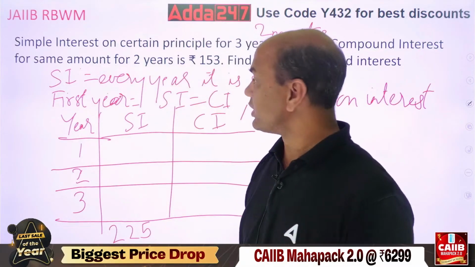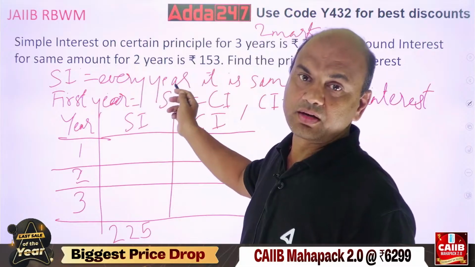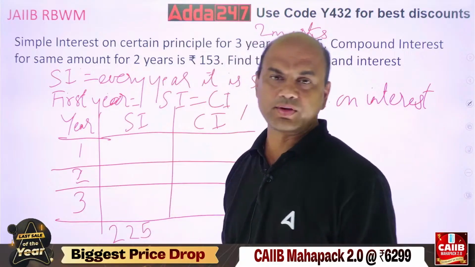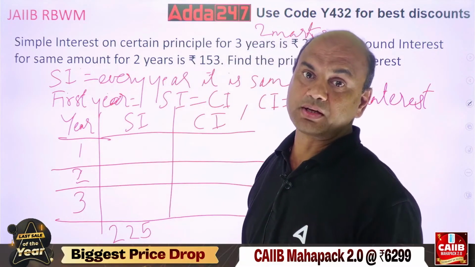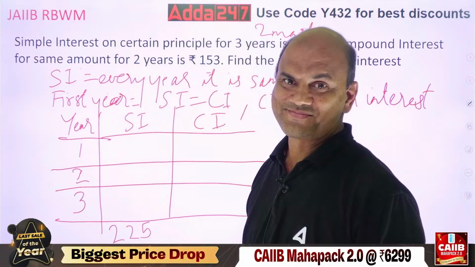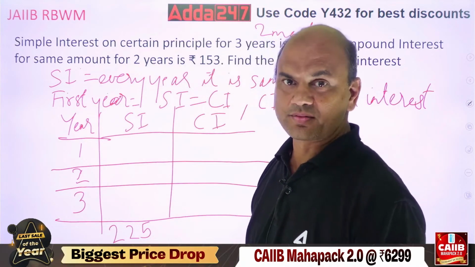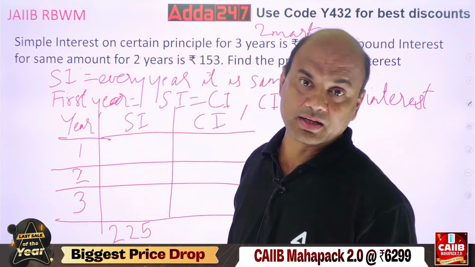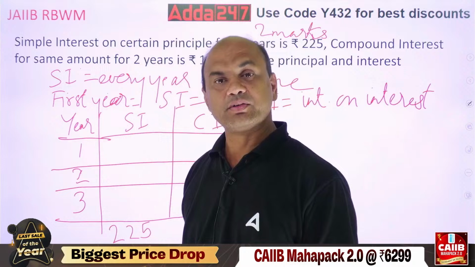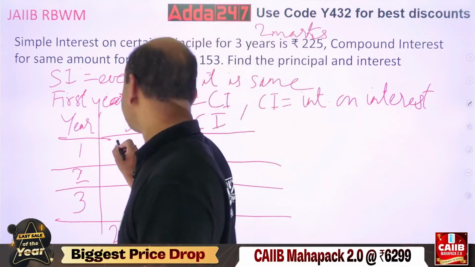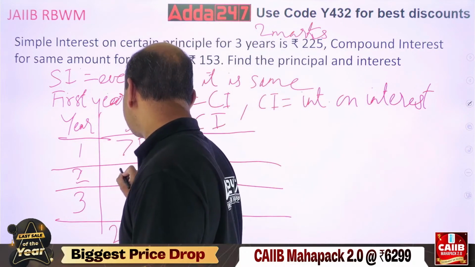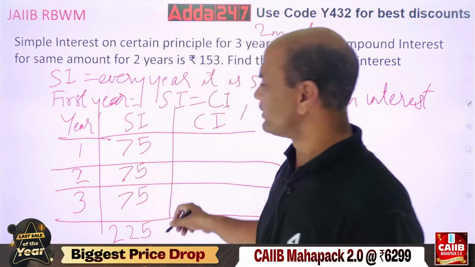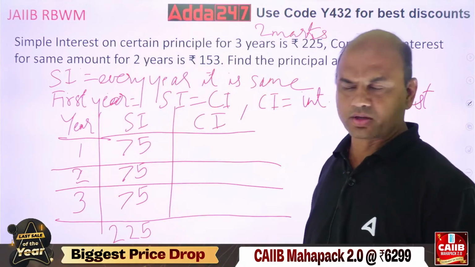Now kindly note, what did I tell you first? Every year it is same. So if every year it is same and total is 225, then what will be the simple interest per year? It will be 225 divided by 3. So that is equal to 75, right? 3 years 75. So you got it 225 over here.